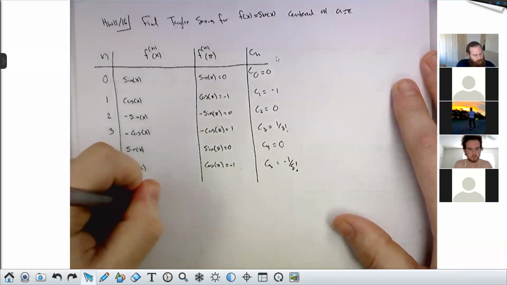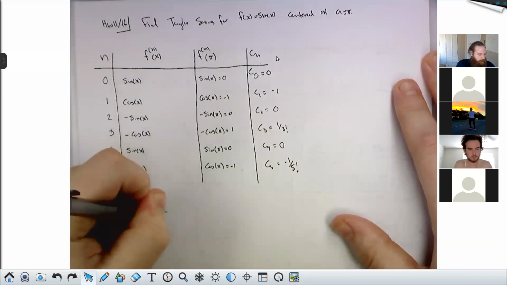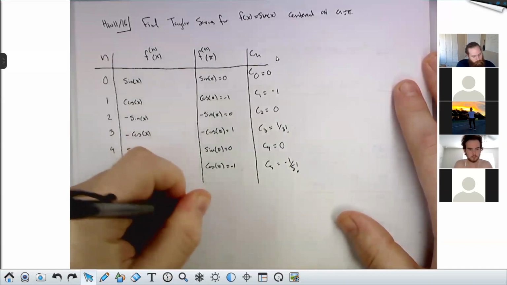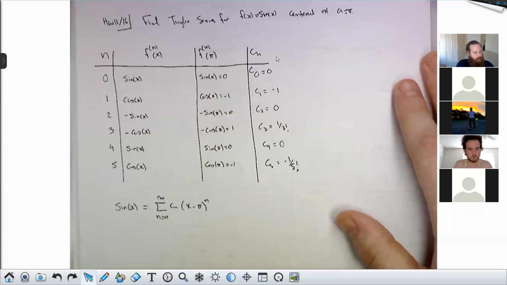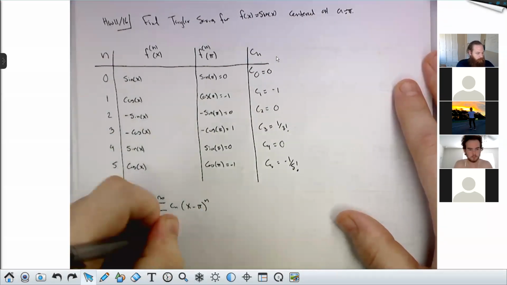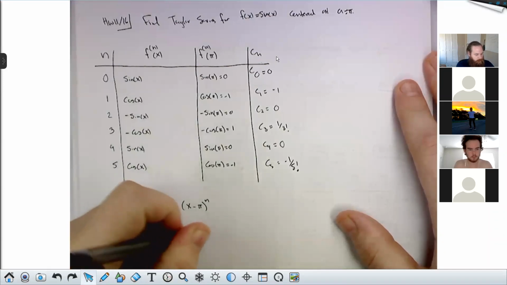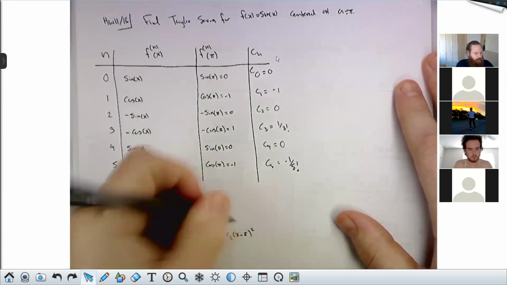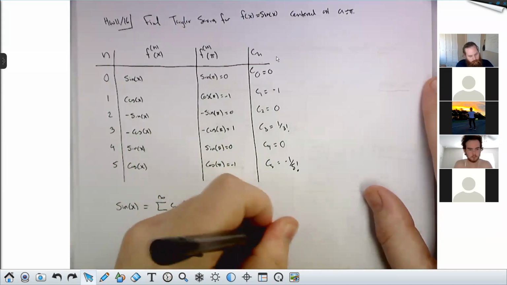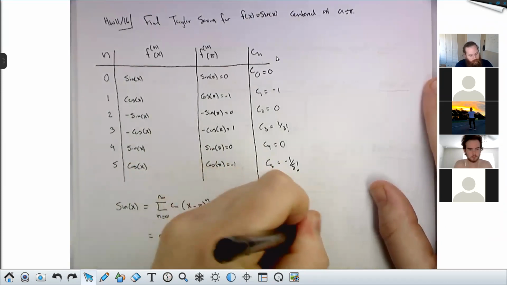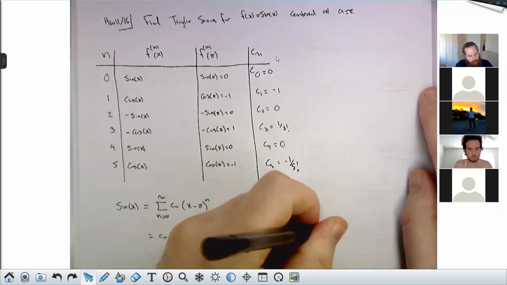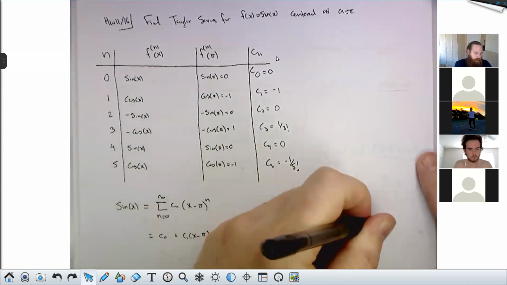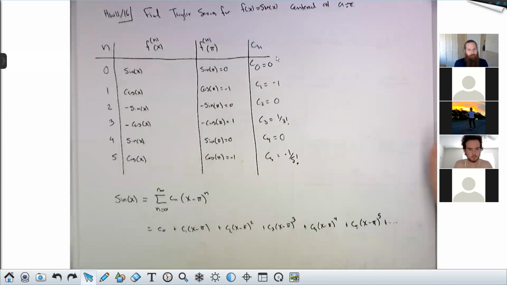And the nice way to get that into the sigma notation, you remember, was just to write it out. Remember here, though, that your series is centered not at 0, but at pi. So your series is going to look like the sum from n equals 0 to infinity of Cn times (x minus pi) to the n, which is C0 plus C1 times (x minus pi) plus C2 times (x minus pi) squared plus C3 times (x minus pi) cubed plus C4 times (x minus pi) to the 4 plus C5 times (x minus pi) to the 5, and so on.